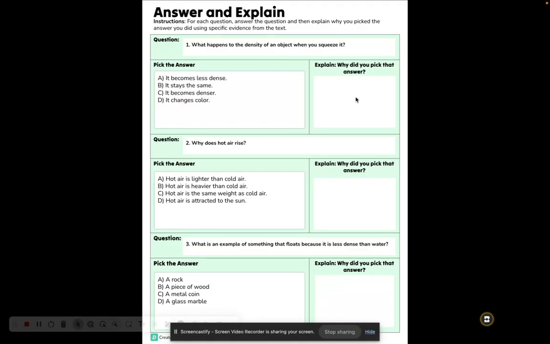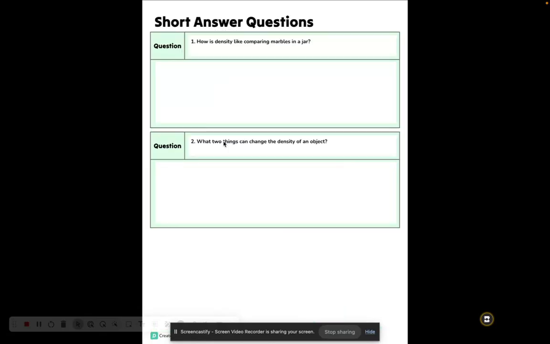Now, explain why did you pick the answer. Don't worry about this section. Just make sure to select the best choice, okay? And then the last one in here, it says, how is density like comparing marbles in a jar? I already explained this part at the beginning of the video. And then the second one is, what 2 things can change the density of an object? Okay, what 2 things can change the density of an object? Look at the formula, okay? Look at the formula, guys.